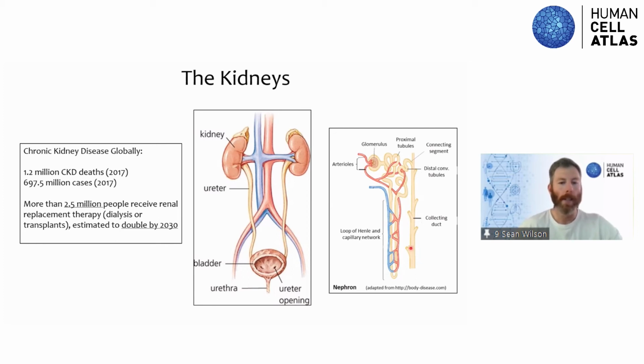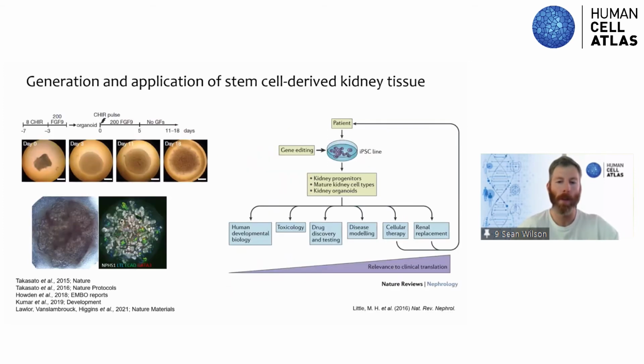So globally, chronic kidney disease was the cause of 1.2 million deaths in 2017, with nearly 700 million cases reported. And with more than 2.5 million people currently receiving renal replacement therapy of some kind, which is estimated to double by the end of this decade, understanding genetic causes and the diseases of kidney disease is a really important research area to ameliorate this global healthcare burden.